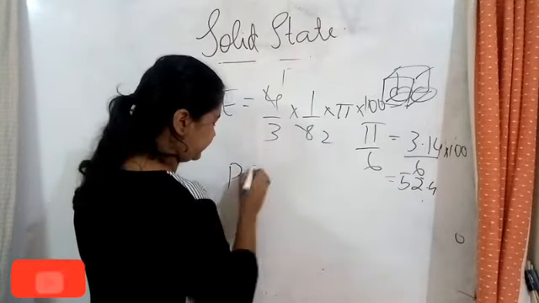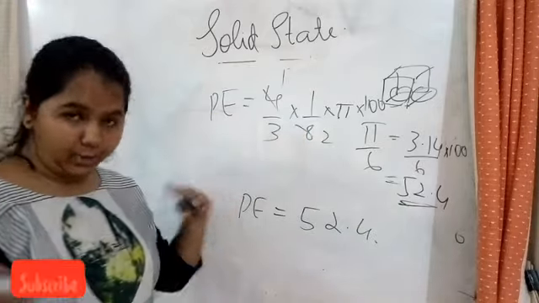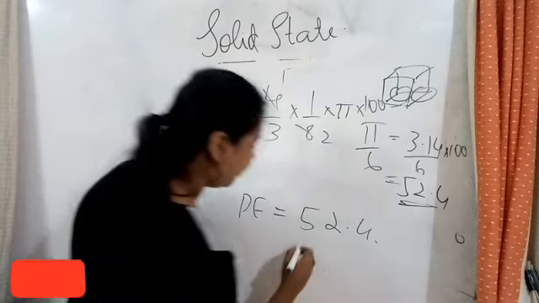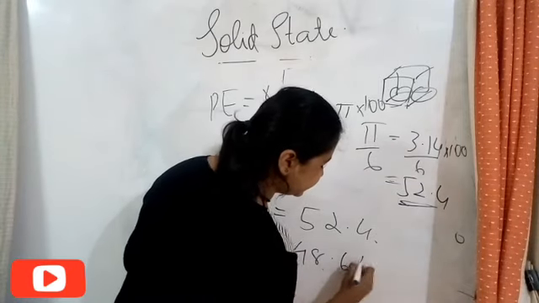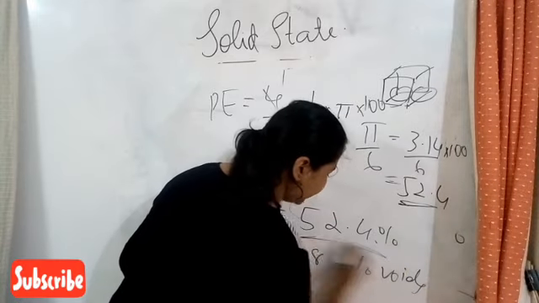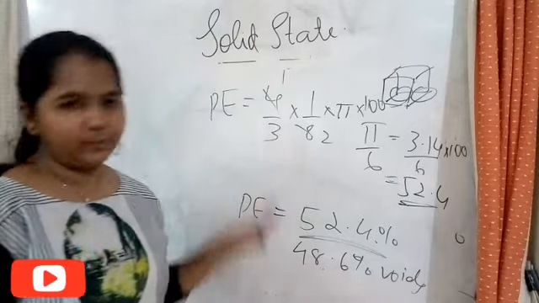So what is the packing efficiency for simple cubic? Packing efficiency for simple cubic is 52.4%, and how much would be the rest? That is 47.6%. The rest is voids. Okay, this much is the packing efficiency and this much is the voids. I hope this is clear.